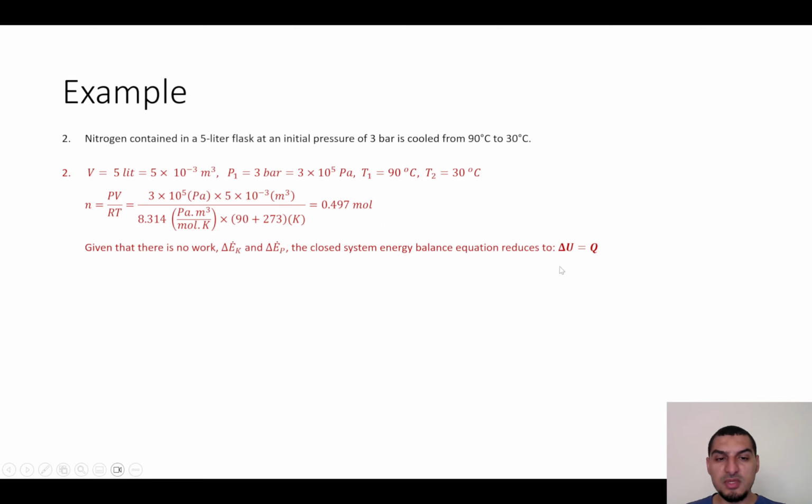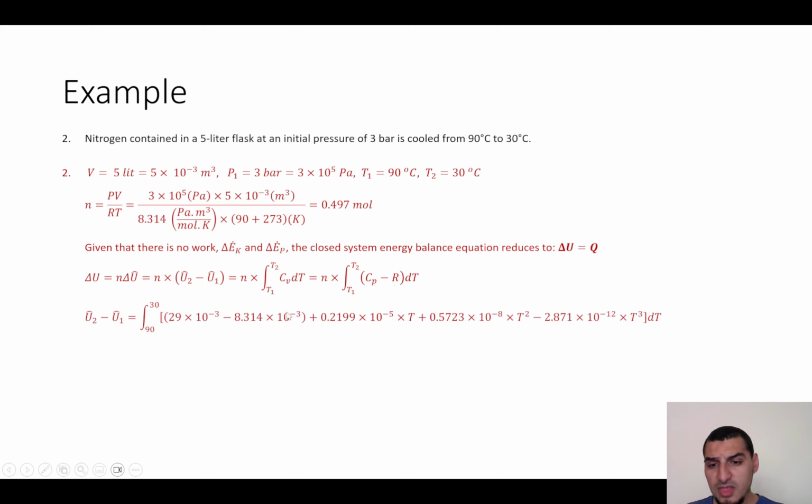The equation will end up being delta U equals Q, and delta U equals n multiplied by U2 hat minus U1 hat, and this is the integration of Cv dT from T1 to T2, and we know Cv equals Cp minus R because it's an ideal gas. And we know that R is 8.314 joules per mole Kelvin, and we know the units of enthalpy or the constants are going to be kilojoules per mole Kelvin or Celsius.